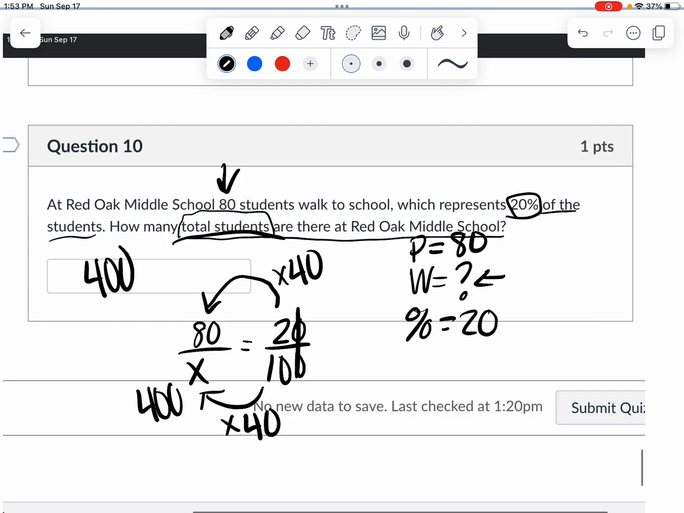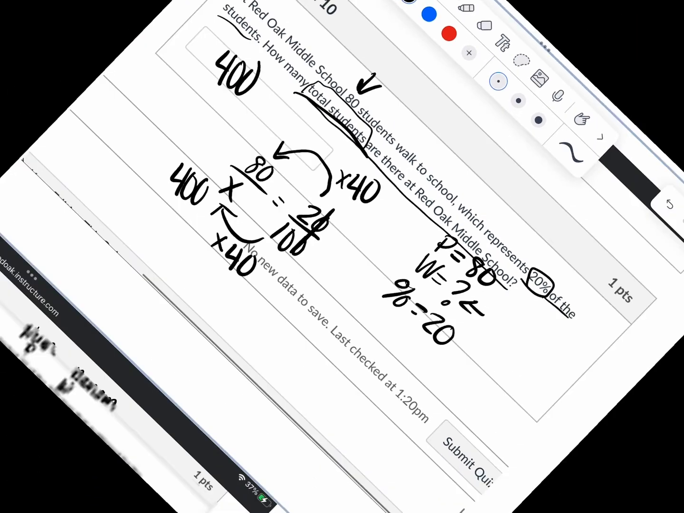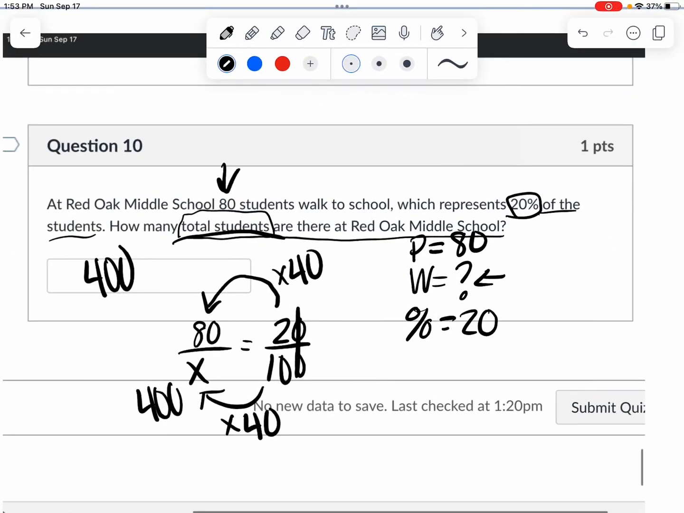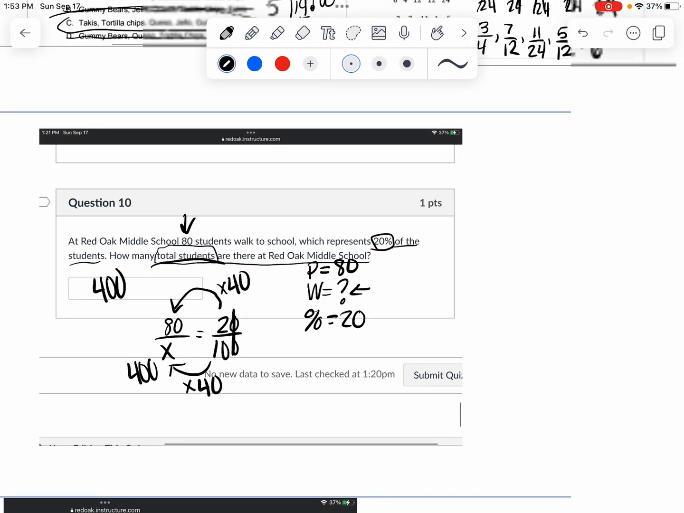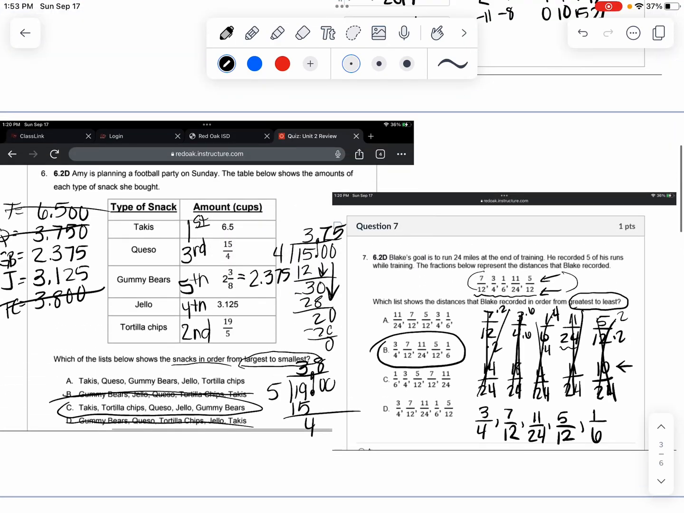All right. So this is your review for your Unit 2 test, which is on Tuesday. It's going to cover things from Unit 1, and it's going to cover everything we have learned in Unit 2.